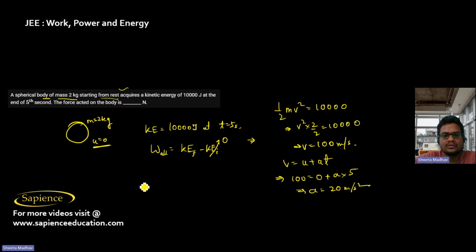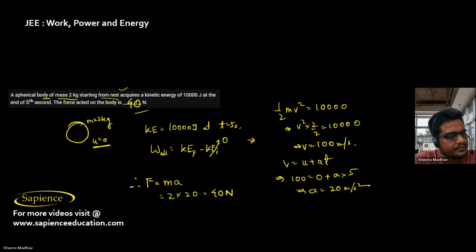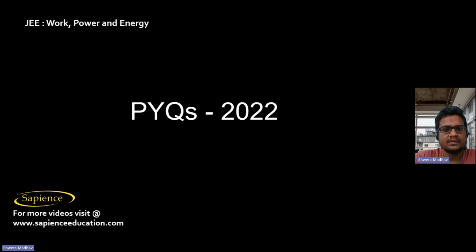Now therefore the force acting will be equal to mass into acceleration. Mass is 2 into 20, that is equal to 40 Newton. So 40 Newton is the force acting on the spherical body.